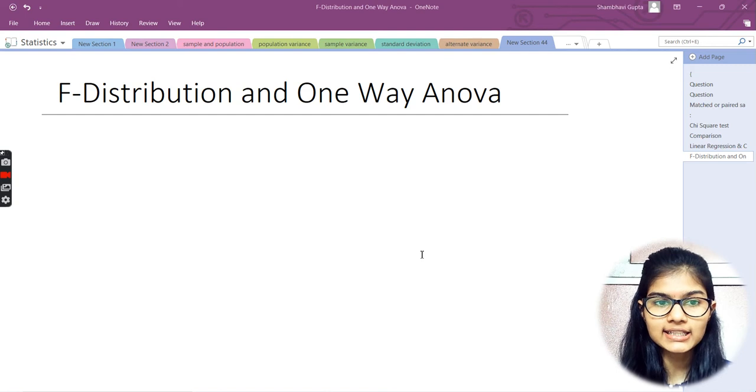So today we are going to start a new topic here in statistics for data science, and that's F-distribution and one-way Anova. This is the particular topic we're going to study in statistics for data science, right?